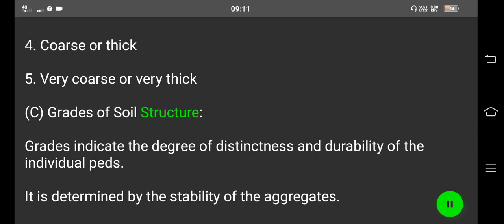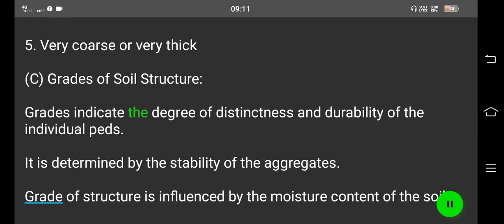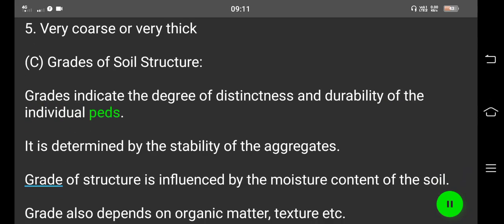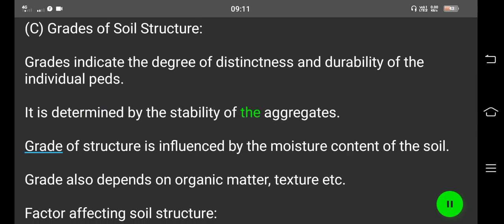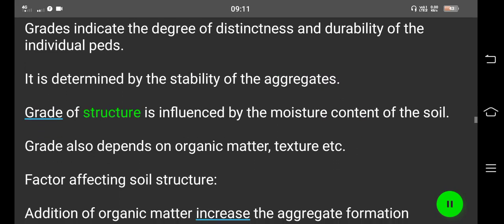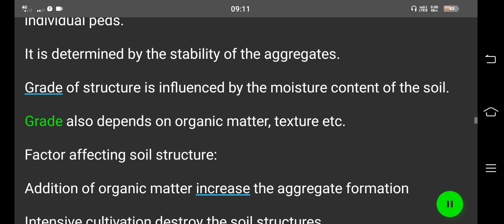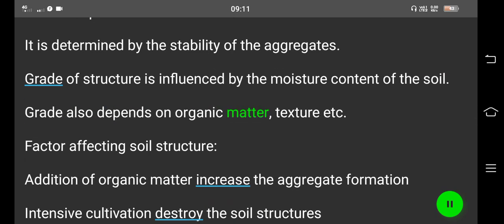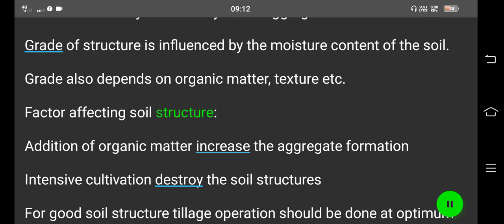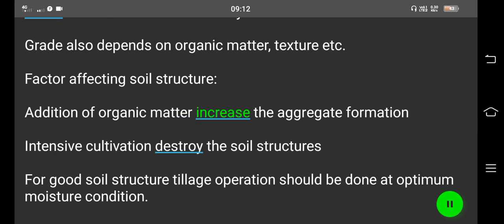C. Grades of soil structure. Grades indicate the degree of distinctness and durability of the individual peds. It is determined by the stability of the aggregates. Grade of structure is influenced by the moisture content of the soil. Grade also depends on organic matter, texture etc. Factors affecting soil structure: addition of organic matter increases aggregate formation.